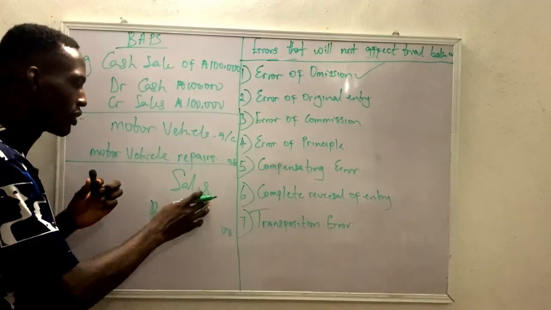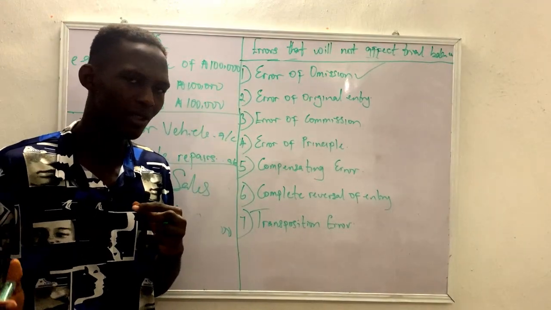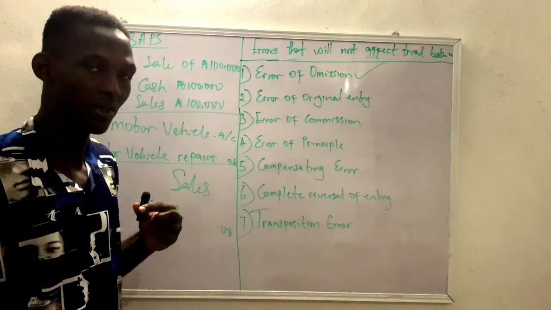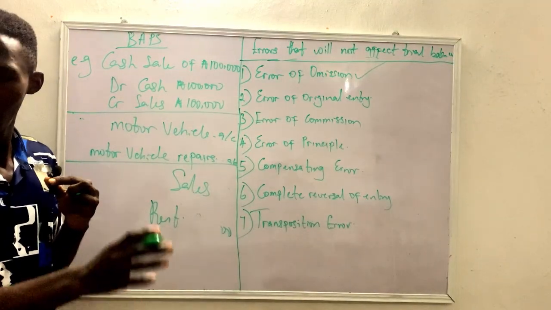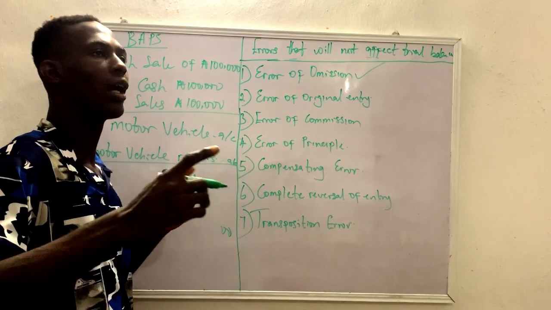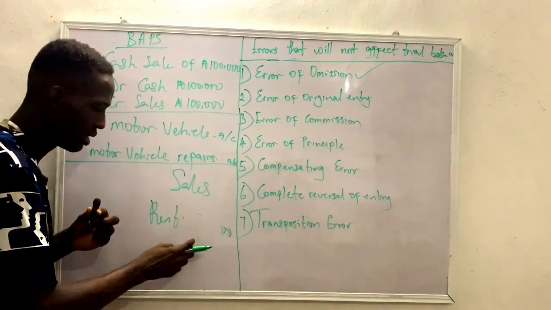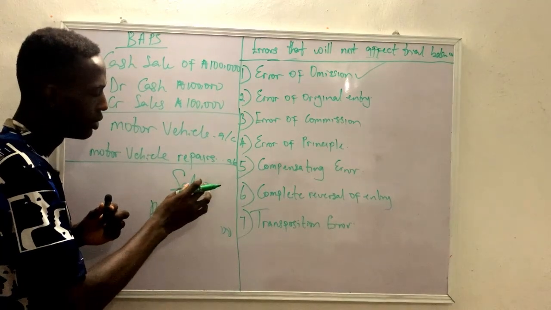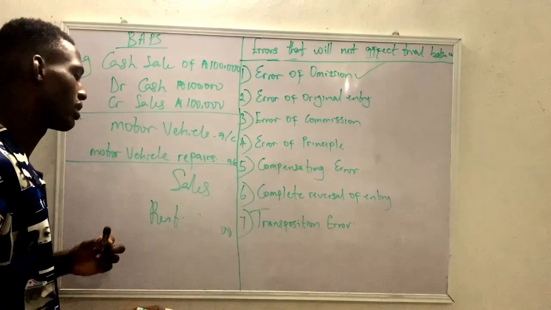Now for sales, it's supposed to be on the credit side, so it will remain on the credit side. Are you getting me? Because this is an income, I'm supposed to have a credit balance, and we were told it was undercasted, it will remain on its actual part. But if it is an overcast, then it will reverse. If the rent was overcasted, instead of debiting it, we will credit it. And if our sales was overcast, instead of crediting it, we will debit it, to reduce the balance back to normal. So that's that.